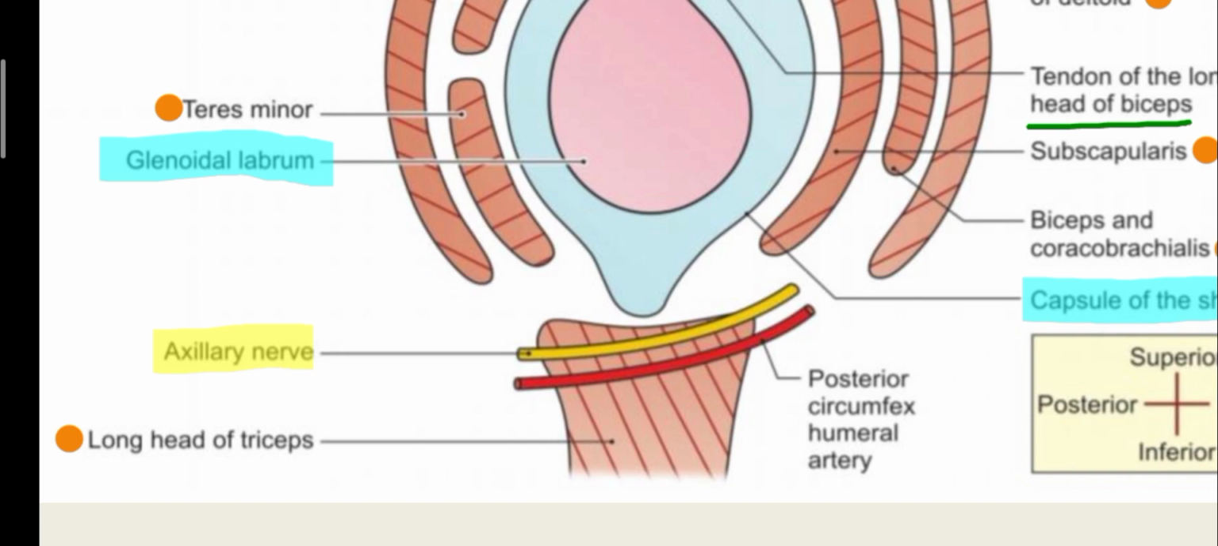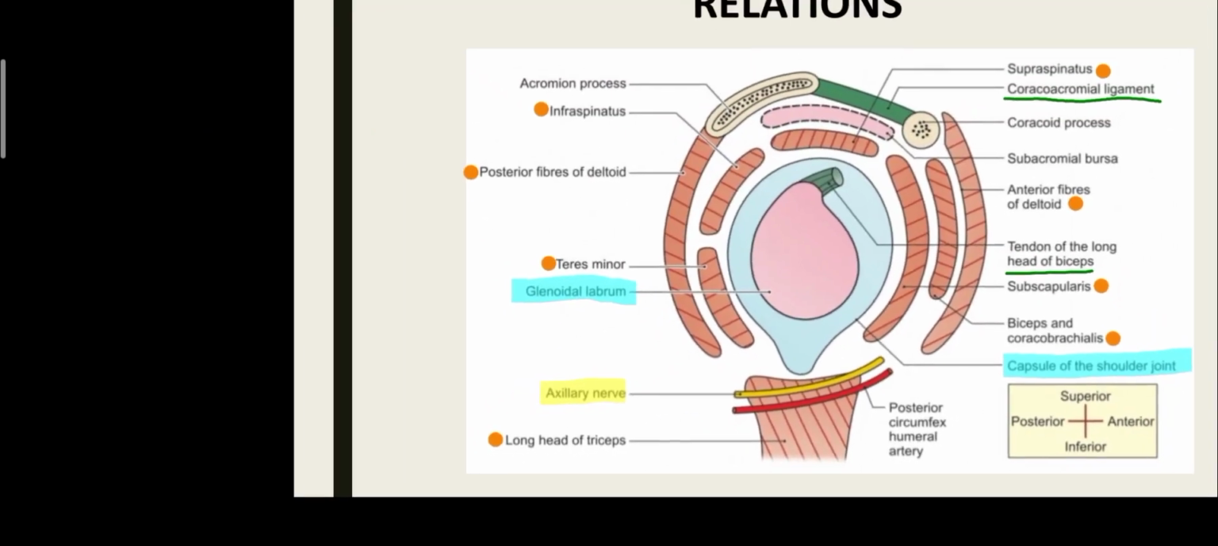In this diagram only the artery is marked, but actually the artery and vein both accompany together. So you can also draw a blue line here and mark it as the posterior circumflex humeral vein. Your inferior relations are going to be the long head of triceps, axillary nerve and posterior circumflex humeral vessels.